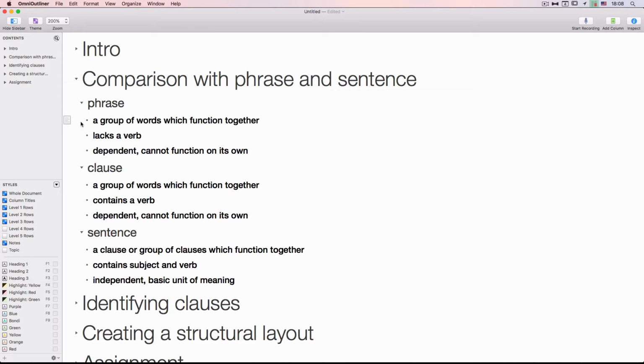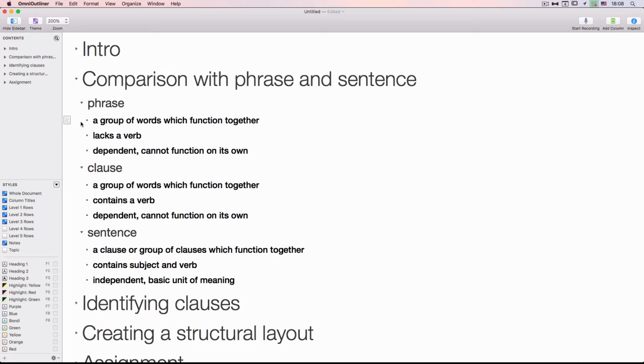So we argue that phrases are dependent. They cannot function on their own. Now, a clause is also a group of words which function together, but they contain a verb. For example, running after the cat. That is a group of words that makes sense. We understand what it's asserting, but it's not independent. It can't function on its own, and it contains a verb as opposed to the prior example that I used.